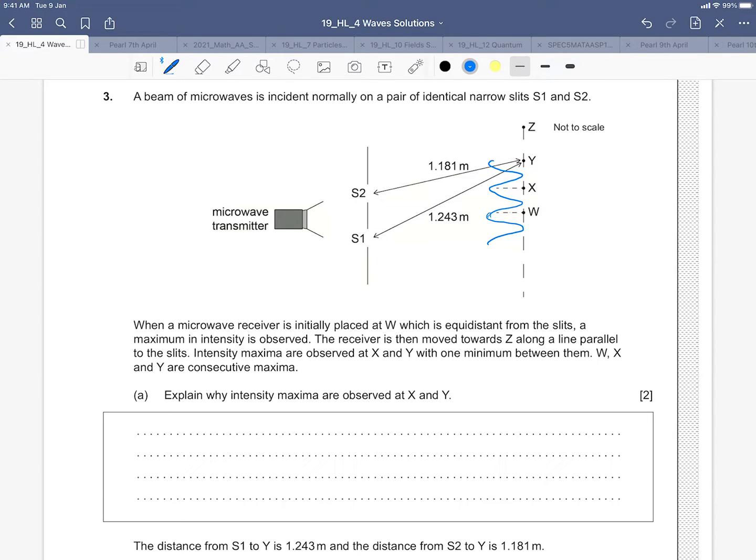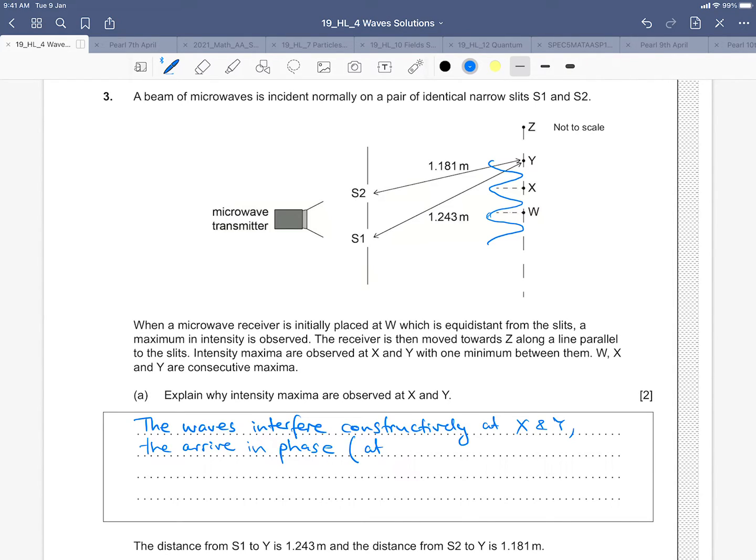So that's because we have constructive interference at those points, and they are going to arrive in phase, and the amplitudes add to give this maximum amplitude that gives maximum intensity. So the waves interfere constructively at X and Y. They arrive in phase.